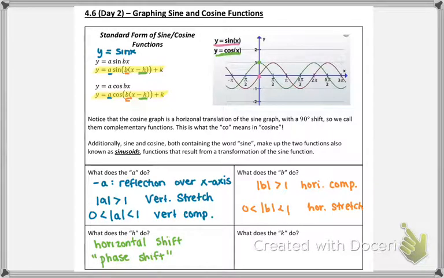And then the k is outside those parentheses, so it's applied to my y, that's going to be my up and down, right? And those are my vertical shifts. No special term for it. Vertical shifts are vertical shifts and horizontal shifts are phase shifts. Remember, everything applied to the x is opposite. So if it's x plus 3, you're actually going to the left 3. If it's x minus 5, you're going to the right 5.